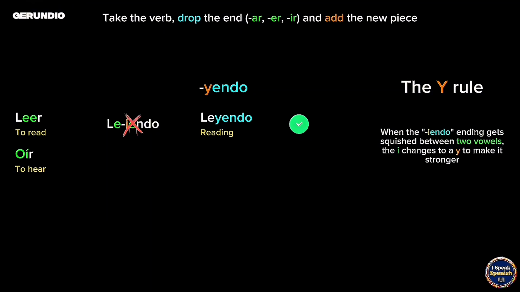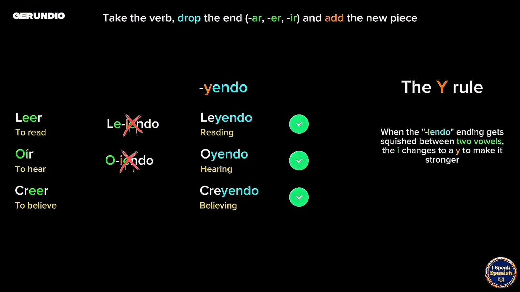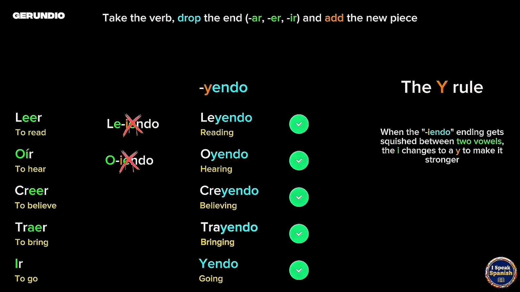Alright, oír changes to oyendo, not oiendo, oyendo. Creer, creyendo. Traer, trayendo. And the most common one, ir, which becomes yendo. Okay? Very simple. Don't forget that Y in Spanish sounds like J in English, okay?